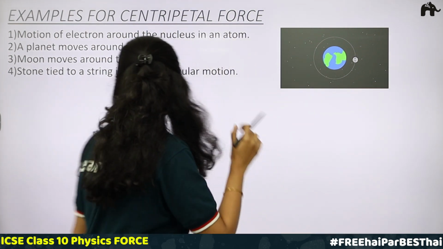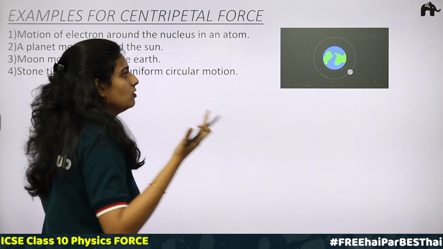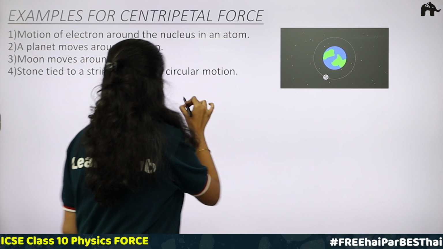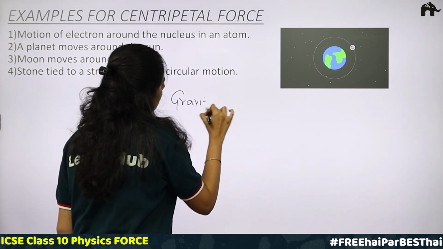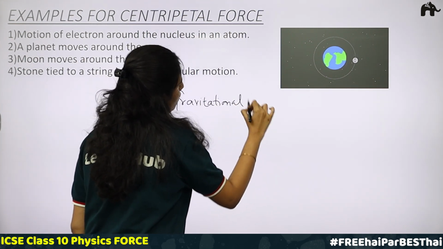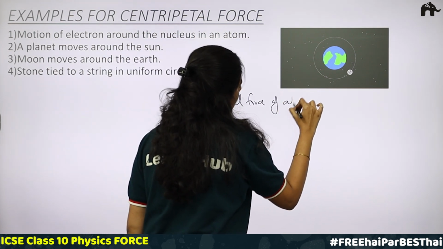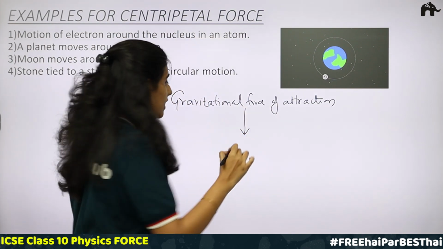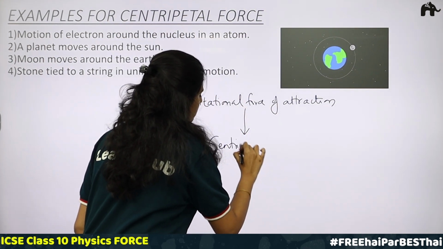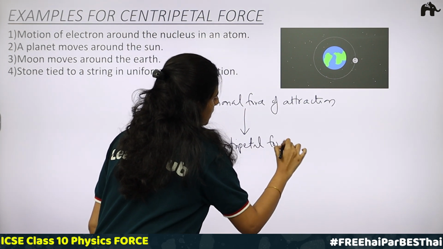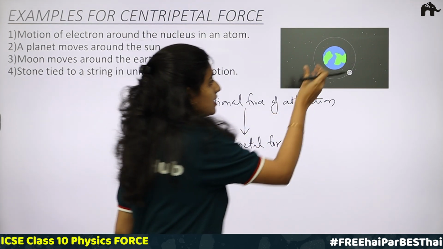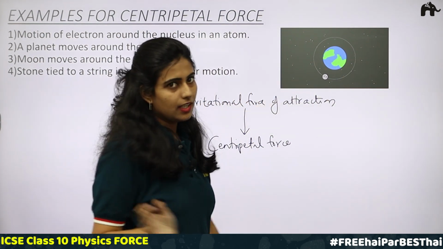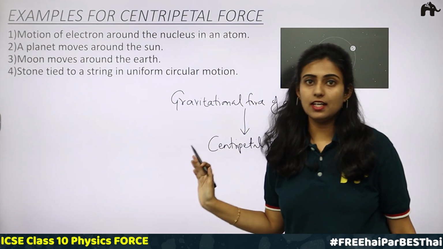Third example is moon moves around the earth. Same as the case of a planet which moves around the sun. When the moon moves around earth, what is happening? There is again a gravitational force of attraction. Here this gravitational force of attraction will create the required centripetal force that helps moon to move around earth in circular orbit. Clear? This is your third example.